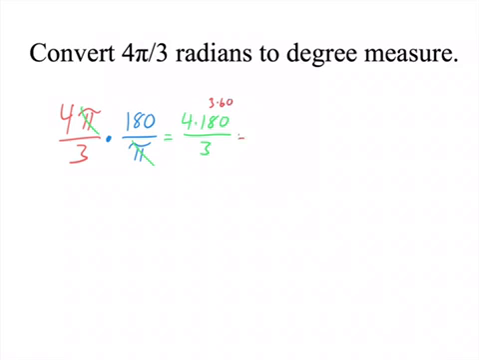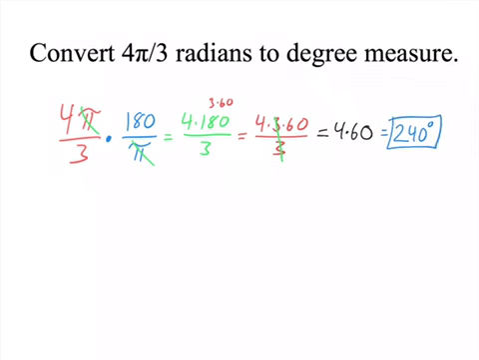So could I rewrite this as 4 times 3 times 60 over 3? And then, could I cross out the 3's? I wrote 180 as 3 times 60, cross out the 3's, so don't I now have 4 times 60? And what is 4 times 60? That is 240 degrees. And if you looked at a unit circle, you would notice that 240 degrees is the same as 4 pi over 3.